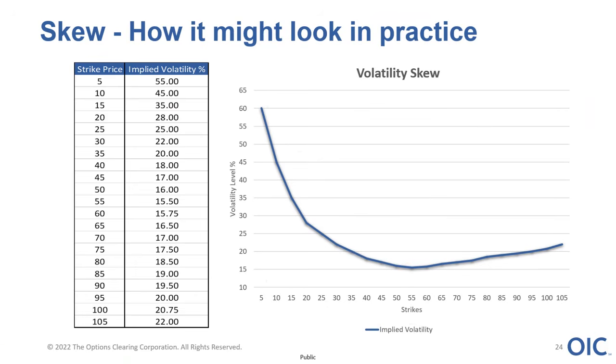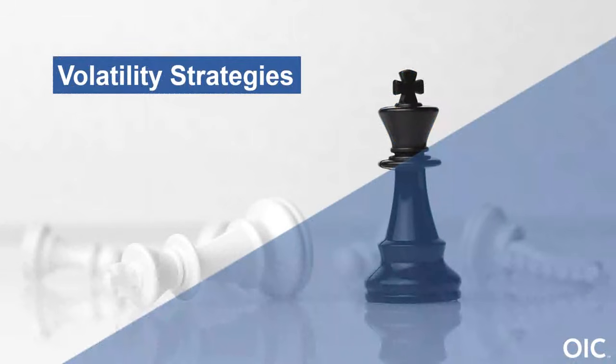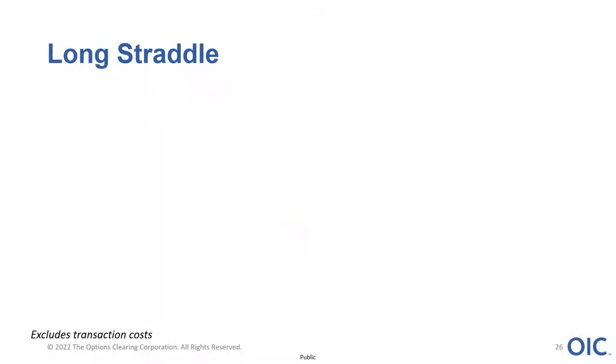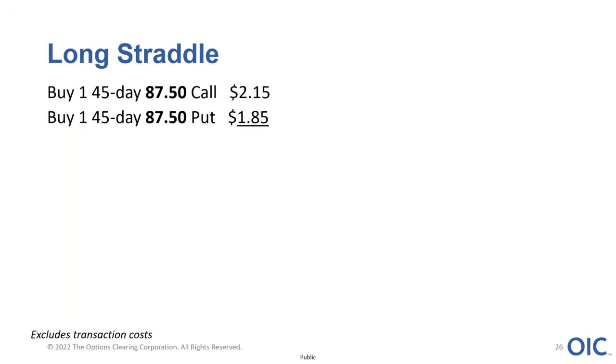Let's move on and talk about some volatility strategies, some really simple volatility strategies that you can use on a daily basis. The long straddle and the long strangle are the two that we're going to really dig into here. The long straddle incorporates buying one of the 45-day 87.5 calls and one of the 45-day 87.5 puts in this case. The call's trading 215, the put's trading 185.